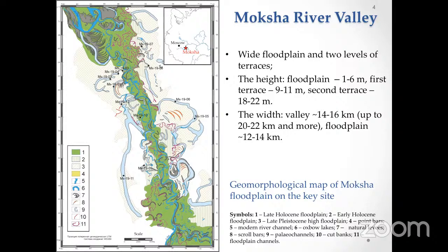A wide floodplain and 2 levels of terraces are represented on the studied part of the Moksha River Valley. The high floodplain is from 1 to 6 meters height. The first terrace is about 9 to 11 meters, and the second terrace is from 18 to 22 meters. The width of the valley in the study area is about 14 to 16 kilometers, but sometimes it can reach more than 20 kilometers. And the width of the floodplain is about 12 to 14 kilometers, so it is the main part of the valley bottom.